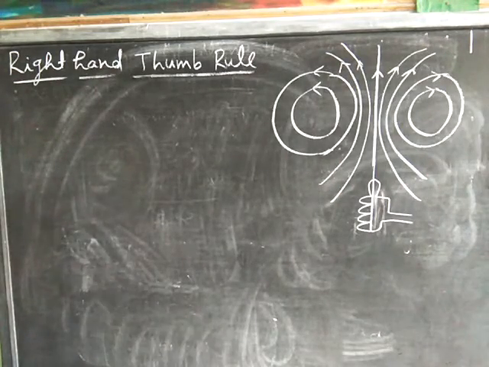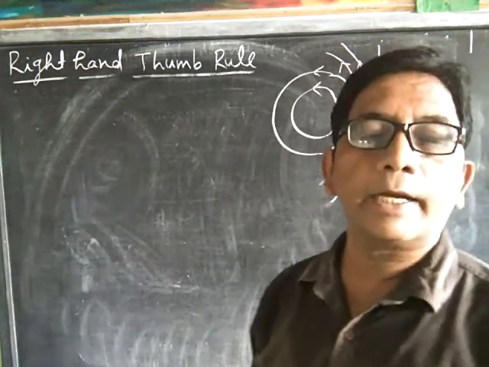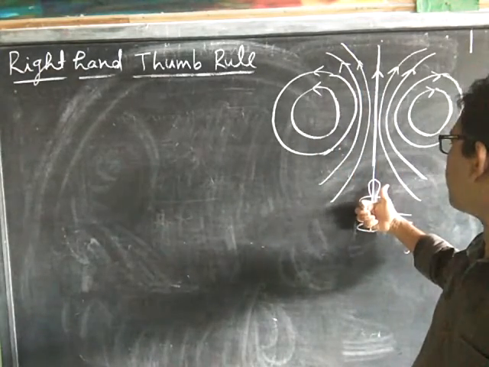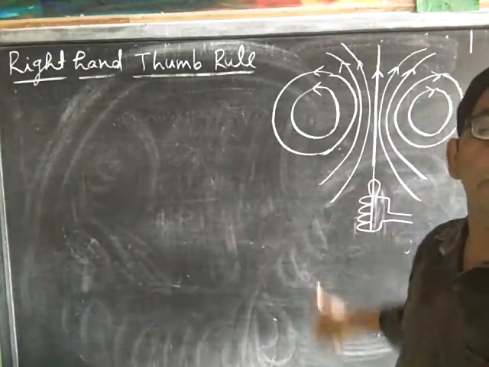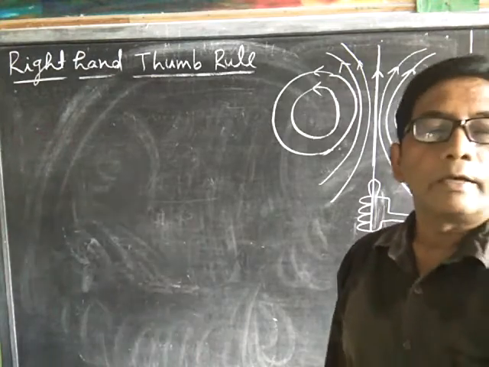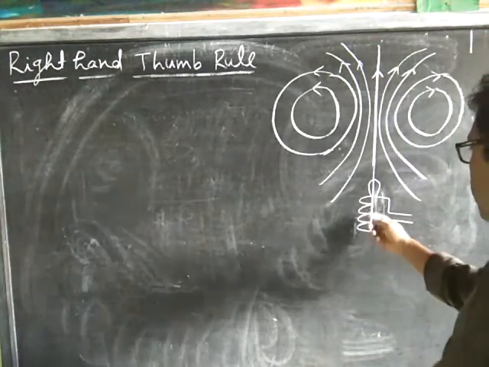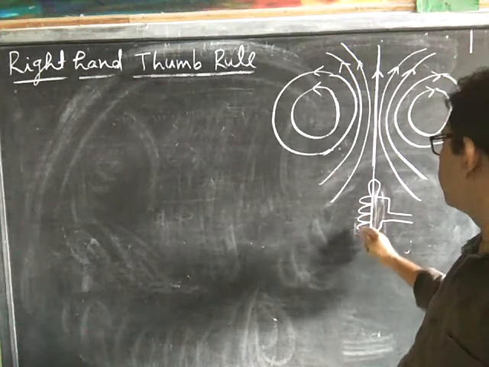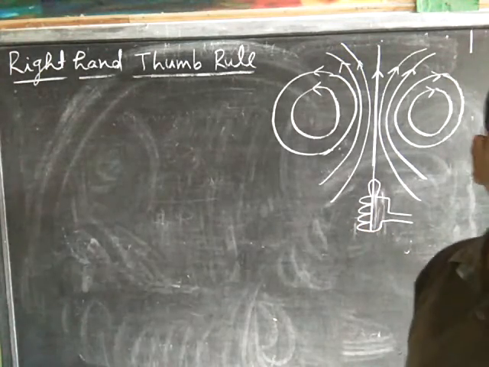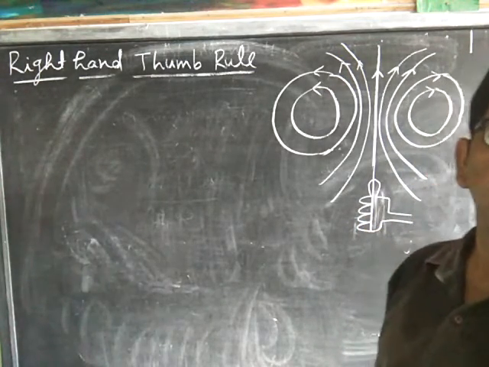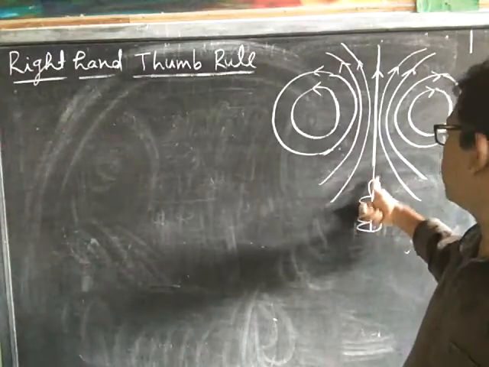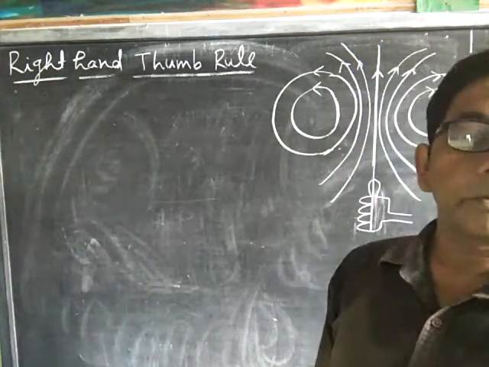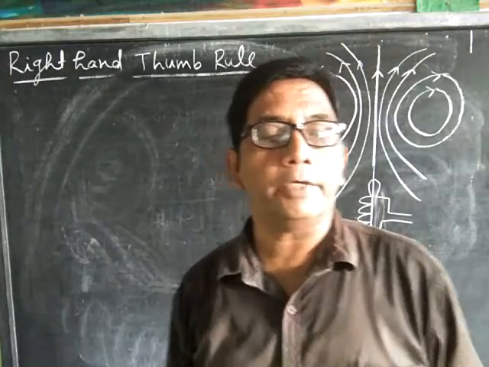If we curl the palm of our right hand around the circular wire with fingers pointing in the direction of current, then the extended thumb gives the direction of the magnetic field.